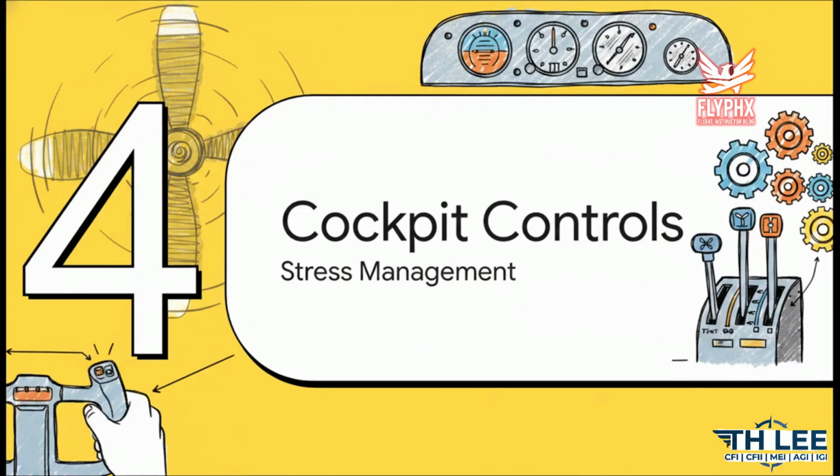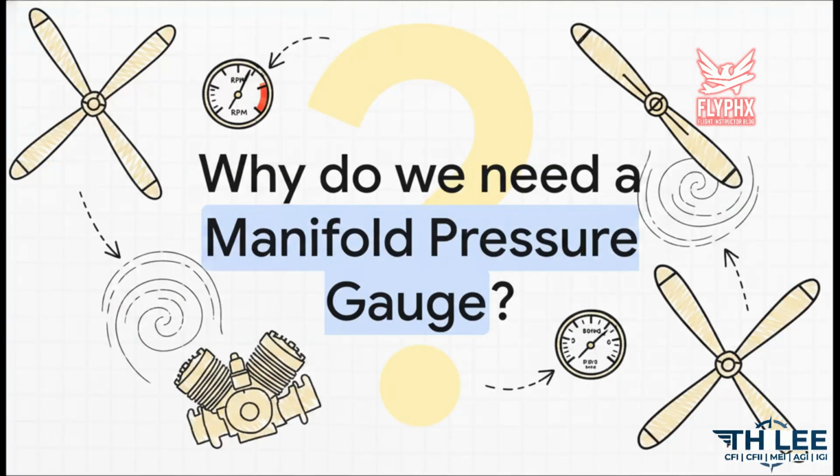Section 4. Cockpit controls engine stress. Let's jump into the pilot seat. Moving up to a complex aircraft means you aren't just pushing a single throttle lever anymore. You're managing throttle and propeller levers simultaneously.